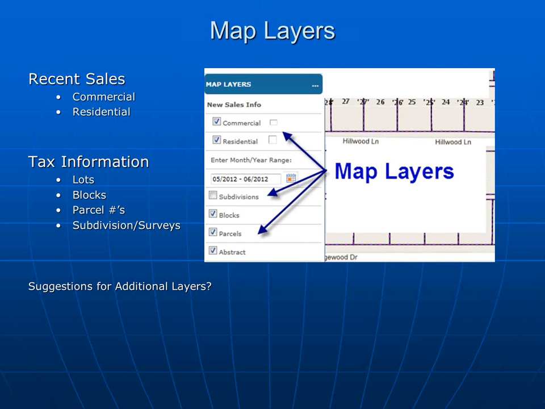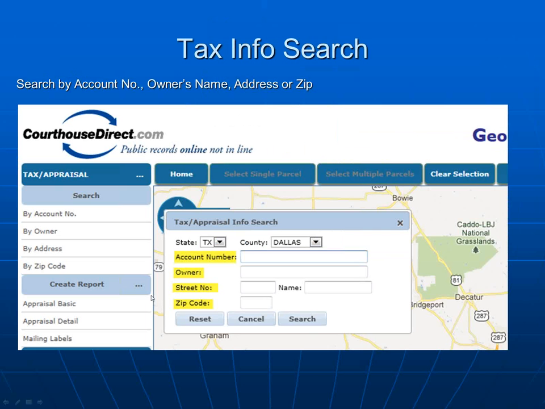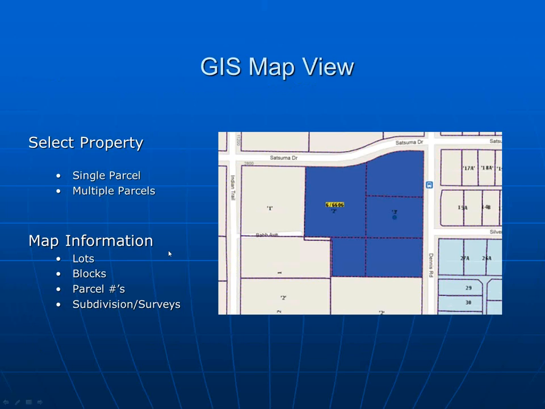Of course, when you're talking about GIS, you're talking about layers of information. And so, you know, a layer of information might be the commercial sales information, it might be the subdivisions and the lot and blocks, and also the abstract numbers. So you might also, if you get a chance, maybe suggest some additional layers for us to be able to add to the database. So when you're searching for tax information, essentially you can put in the account number or the owner's name or a street address or a zip code, and typically you'd choose the county that the property is located in and then put that information in.